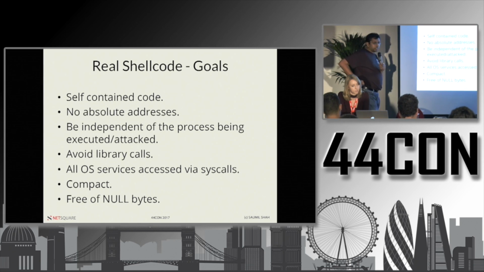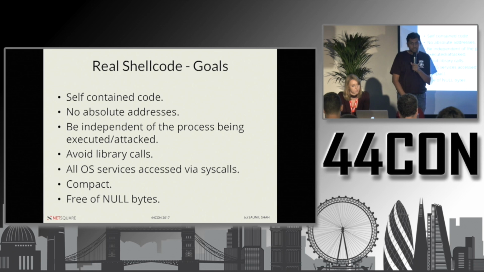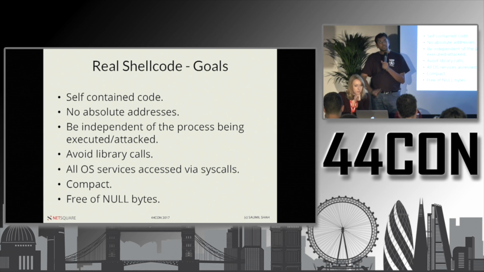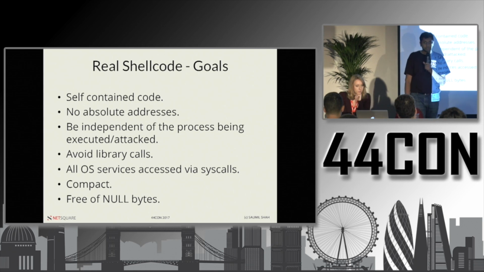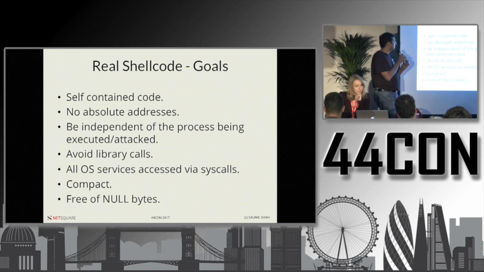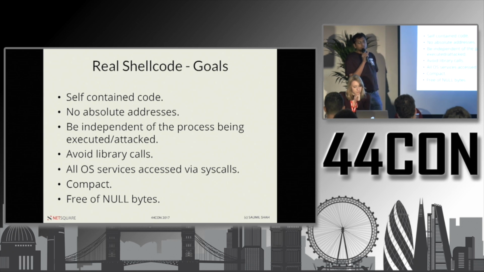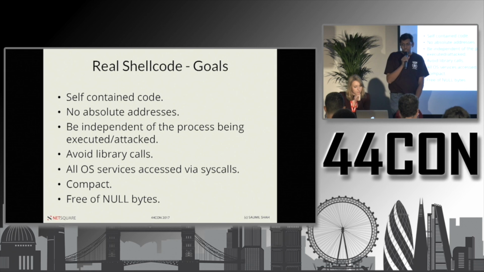Some goals of writing shellcode. The shellcode must be self-contained. That means you can place it anywhere, use it anywhere. As long as it is Linux and ARM, this shellcode should run independent of the Linux distro, independent of the kernel, independent of the library, independent of the target being exploited. Which means we cannot have any absolute address, we cannot have any library calls, everything we need to access is via syscalls, and to make matters worse, it has to be free of null bytes, otherwise string copy stops.